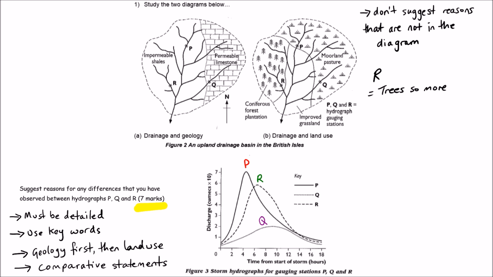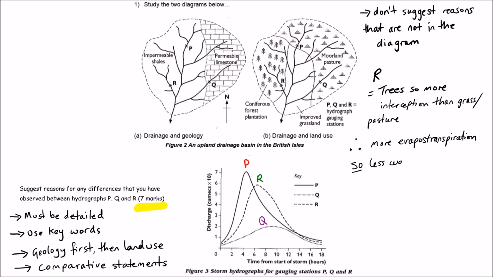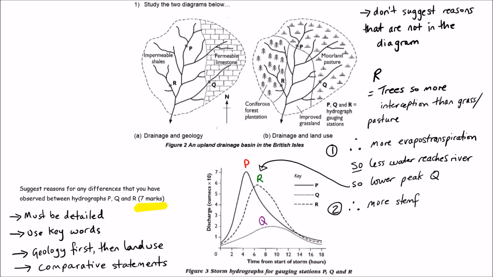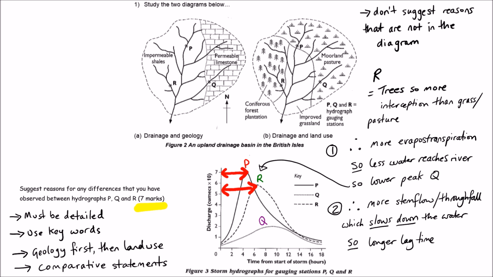Now, if we look at R first, R is situated in a coniferous forest. So there's trees which intercept a lot more rain than grass or pasture, for example. This would do two things. First of all, there would be more evapotranspiration, so less water would reach the river in the first place. This would explain the lower peak discharge. Secondly, this means there would be more stem flow and through fall. Now, this is much slower than if it just falls on bare ground. This would slow down the water and create a longer lag time.